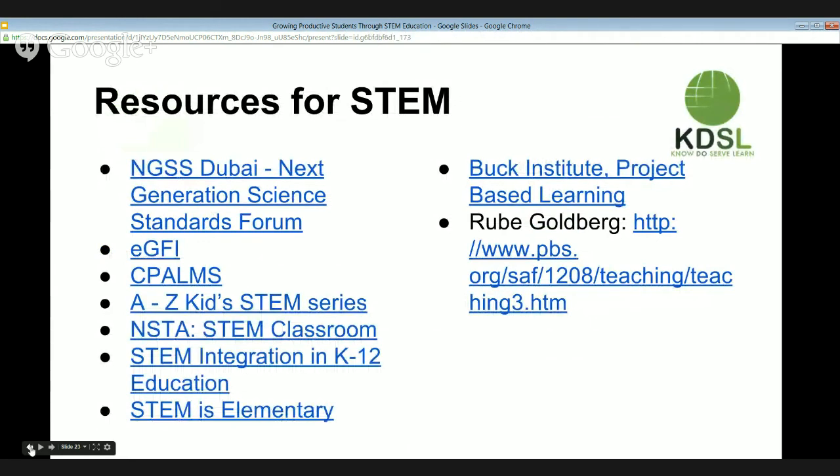And then the Rube Goldberg link I've put on there as well. It gives you information about Rube Goldberg, with some photos and other material that you can show the students. And if you want to do the Rube Goldberg project with the older kids, you can take them in and do the full-blown competition as well. Okay, are there any additional questions?